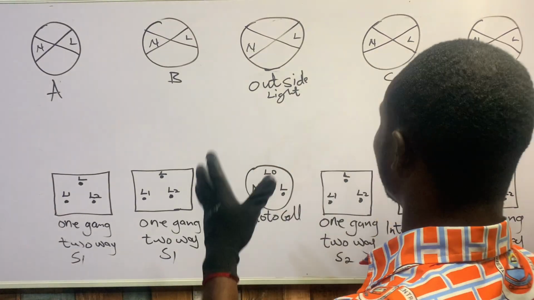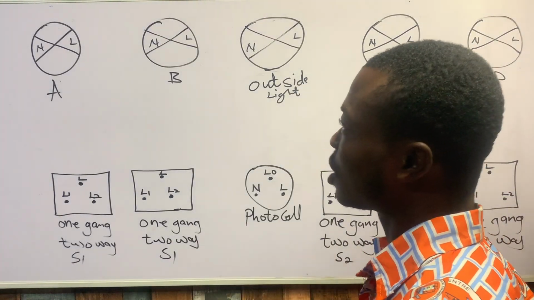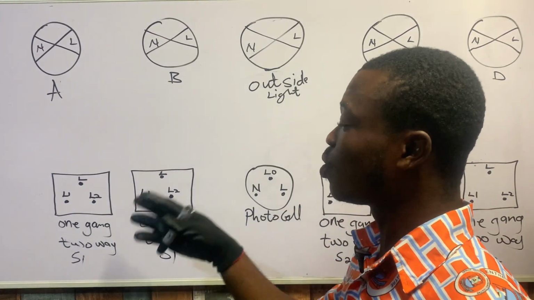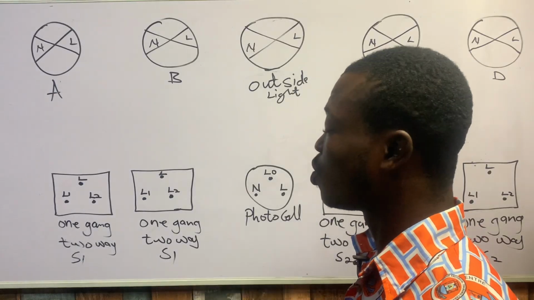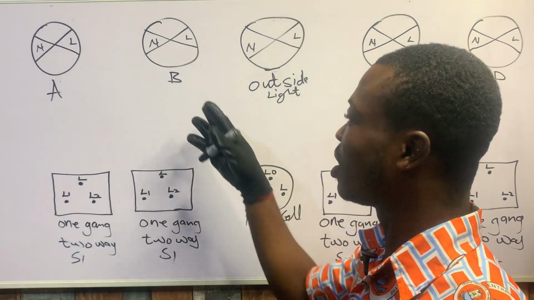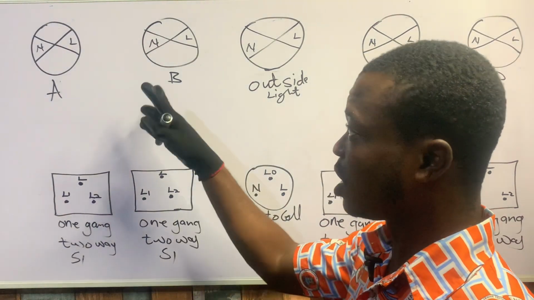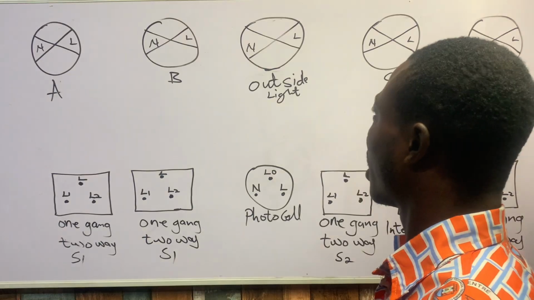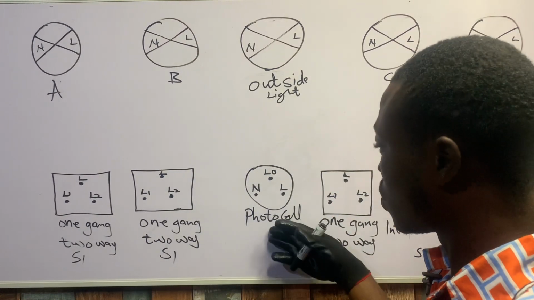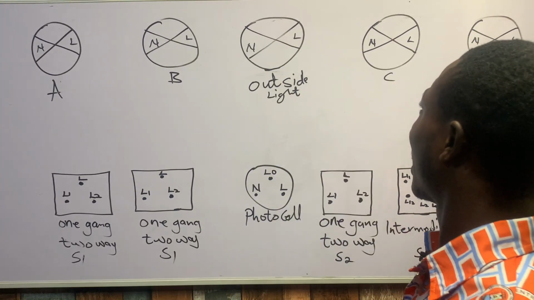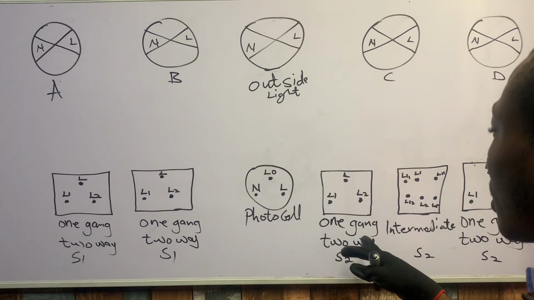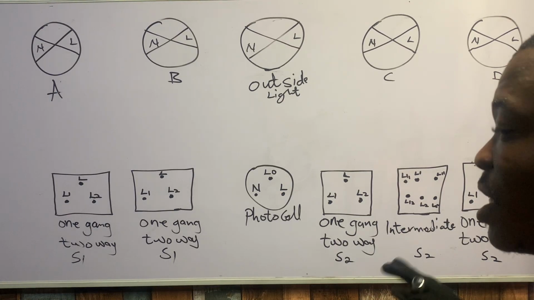As you can see the questions on the board, we have our two lamps, lamp A and lamp B, and two switches: a one gang two-way switch 2, which is controlling the A and B lamps. Our outside light will be using a photocell. This is our photocell, and this is our outside light. Lamps C and D are controlled by a one gang two-way switch 2 with an intermediate switch.